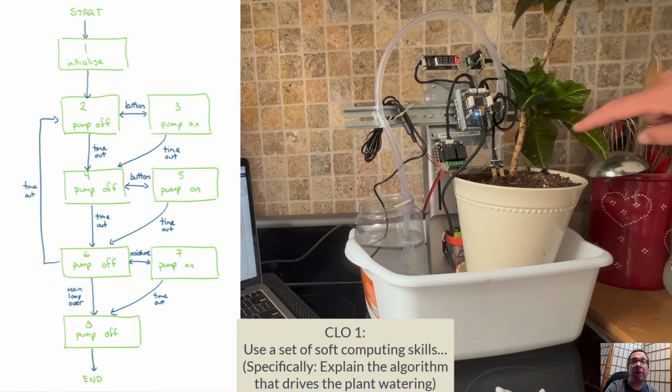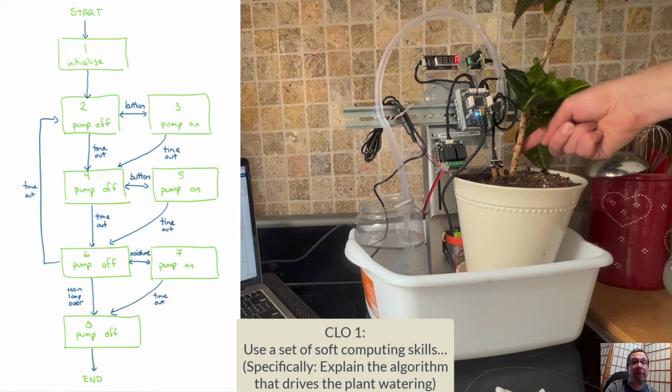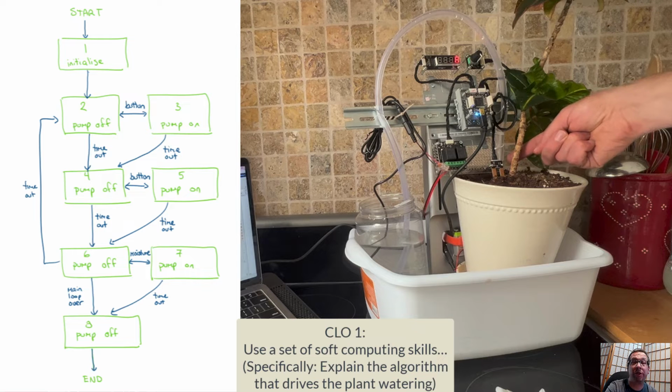For the first learning outcome, we have an algorithm that uses time to go through different stages of the program, and then if there's a request manually using a button to water the plant, it will. Otherwise, we're looking at the soil moisture to turn on the water pump.